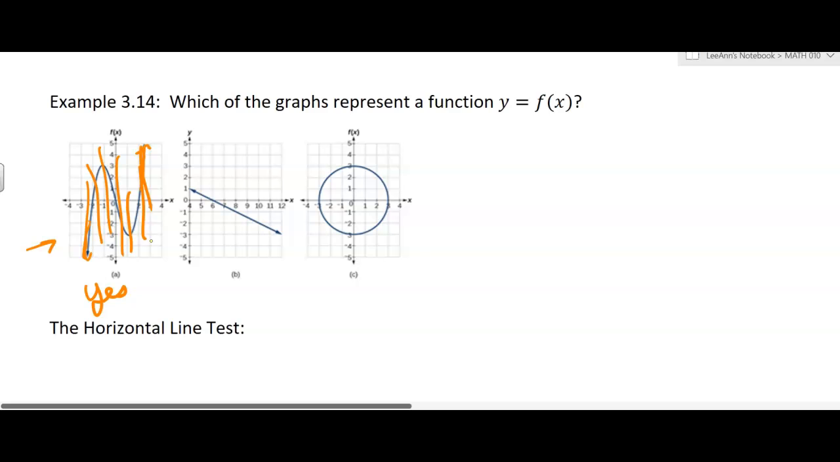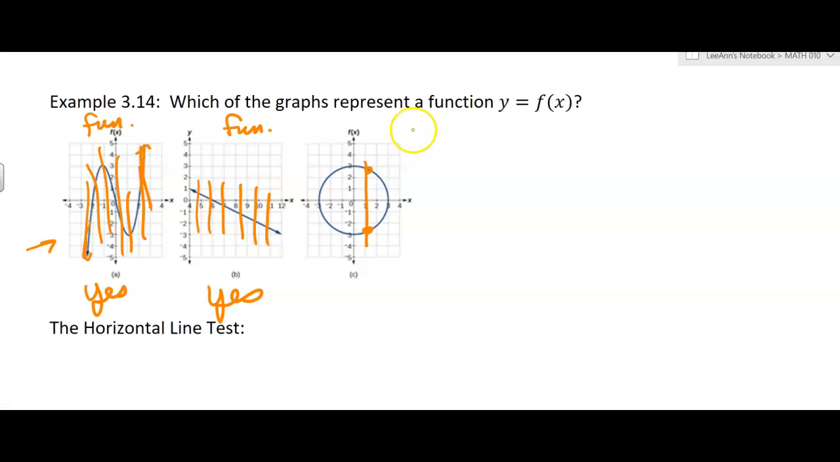All right, what about the next one, B? Can I draw a vertical line any place and it only hits once? Yes, that's a function. So this is a function, putting the fun in function. Okay, what about the circle? No, right there it's hitting 2 places. There's lots of places you could draw a vertical line, but you only have to do it once. It overlaps on itself, so this is no fun. Well, not a function. I should just say not a function. I was just trying to be funny. Okay.